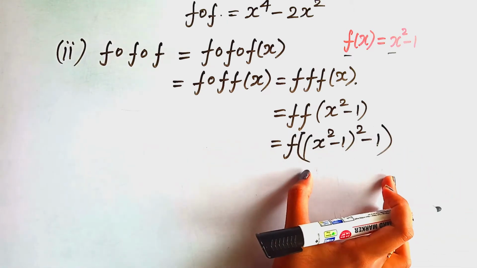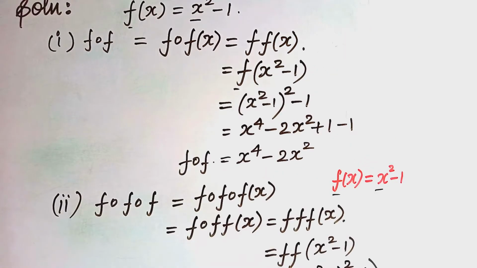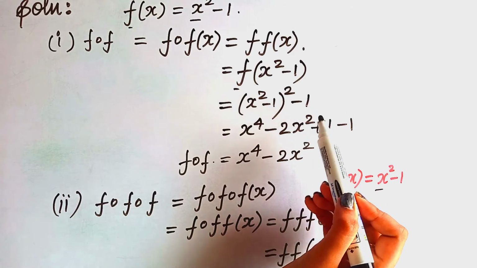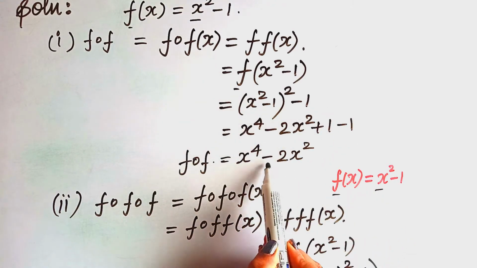Now we have already found the answer for this. Here you can see that x square minus 1 the whole square minus 1 is equal to x power 4 minus 2x square.